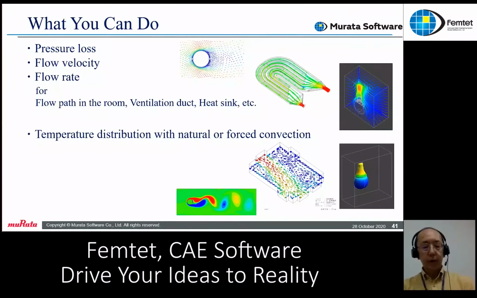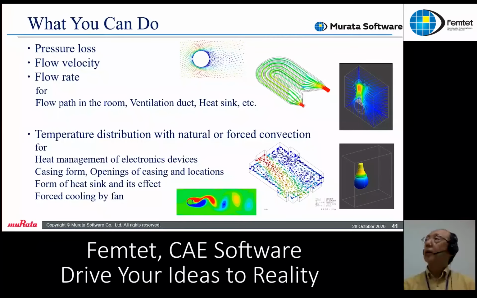If you are designing an electronics device, and if the device contains a heat source, how to manage the heat is a critical factor to design your devices. You can apply the results to designing the heat management of electronics devices, casing form, openings of casing and locations, form of heat sink and its effect, forced cooling by fan.